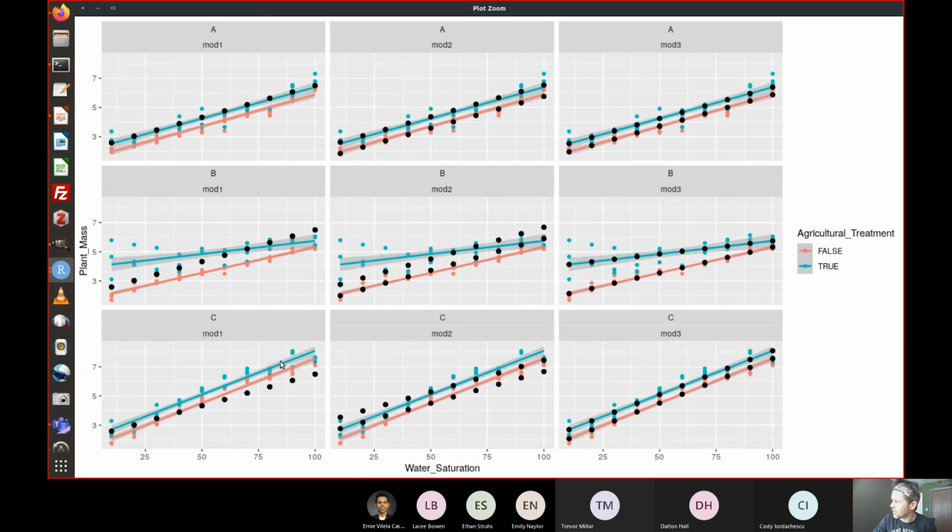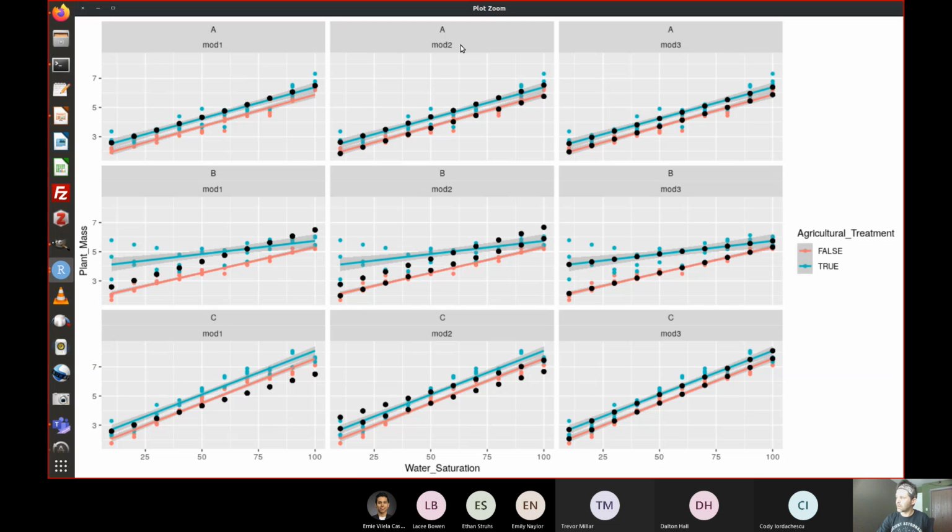And so in reality, we've got these different agricultural treatments, right, and different plants. It doesn't care. It's giving the exact same values for each one of those plants. If you look at this, it'll be the same points or the same plant mass value that it's predicting. Doesn't matter what plant it is, doesn't matter what agricultural treatment. All it takes into account is water saturation. And you can see it doesn't fit our real data very well.